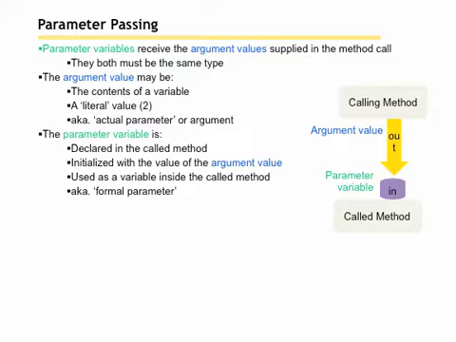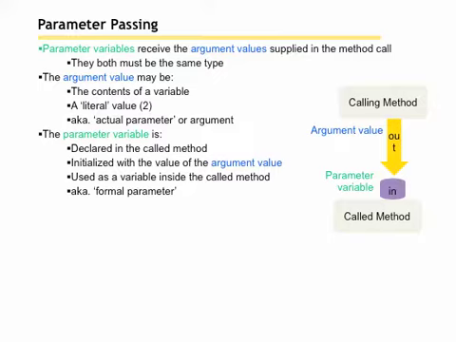Parameter passing. Parameter variables receive the argument variables. Now, how do you remember which is which? I say you have to call a method before the method can run. Arguments, A, come before parameters, P, in the alphabet, so you have to pass the arguments before they can be received by the parameters, and that seems to help me.